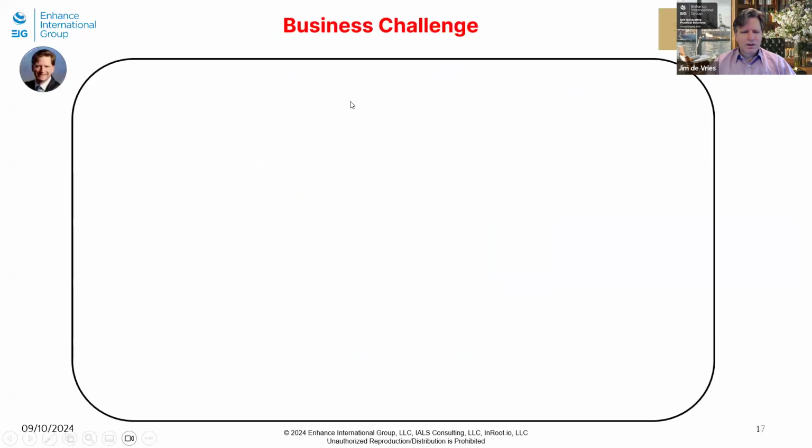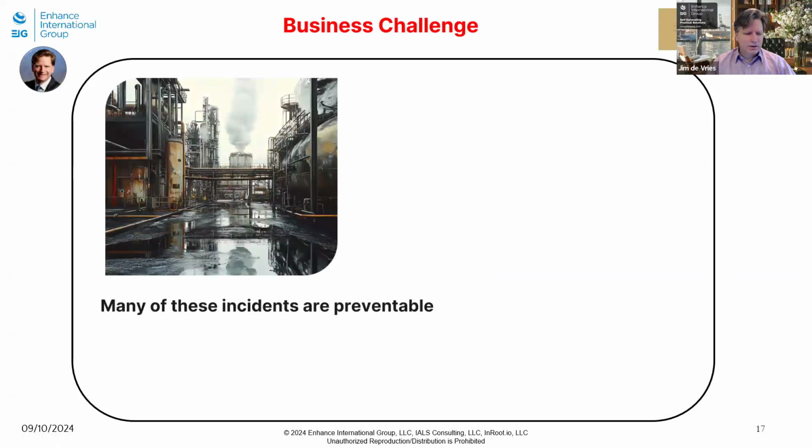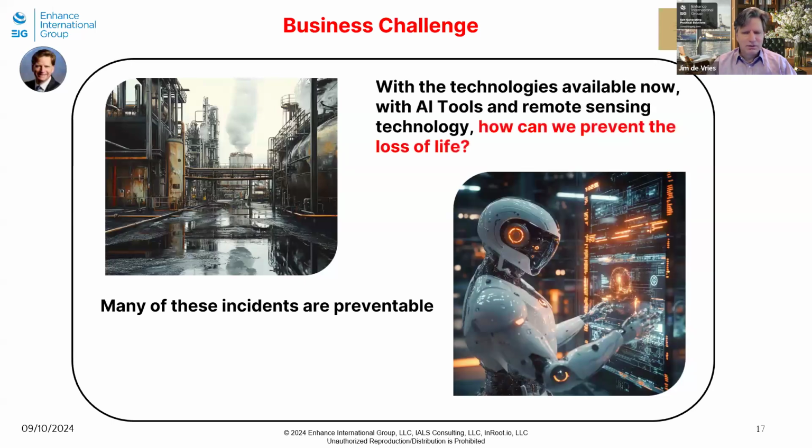With that, we just wanted to summarize a little bit here and state the business challenge overall. With technologies available now, with AI tools and remote sensing technology, how can we prevent the loss of life? I mean, that's the bottom line of all this. And we all know that most, if not all, incidents are preventable. And what do we need to do now for your business? What actions do we need to take now? This is the major challenge that we have, that we keep coming back to.